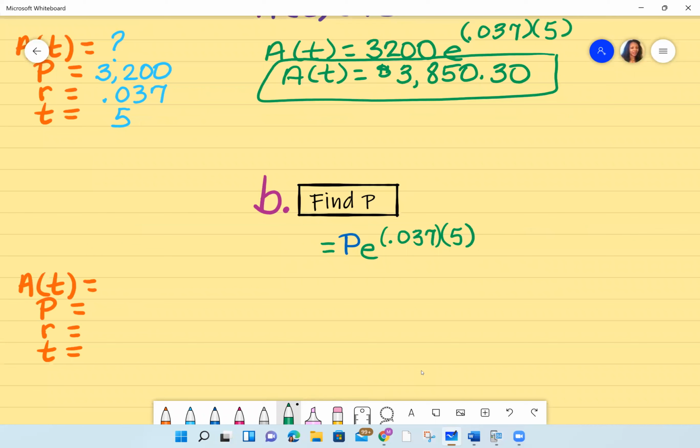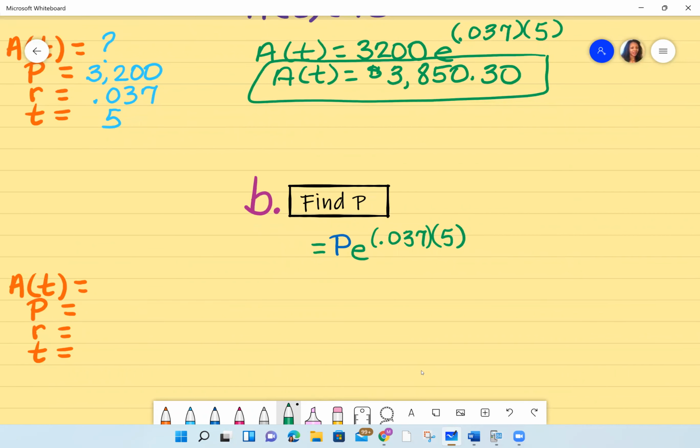So this time, we know that based off of what we just did, A of t, which is positioned before the equal sign, is going to be $3,850.30. Our directions ask us this time to find P. So that's why P is actually highlighted in blue. So what I would want to do then is only worry about the portion that's after the P. That's what I'm going to put in the calculator.